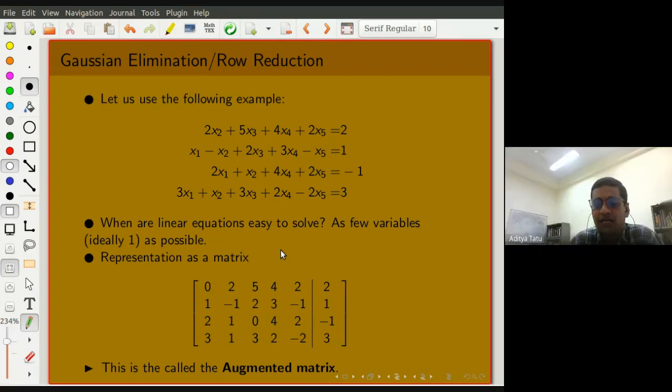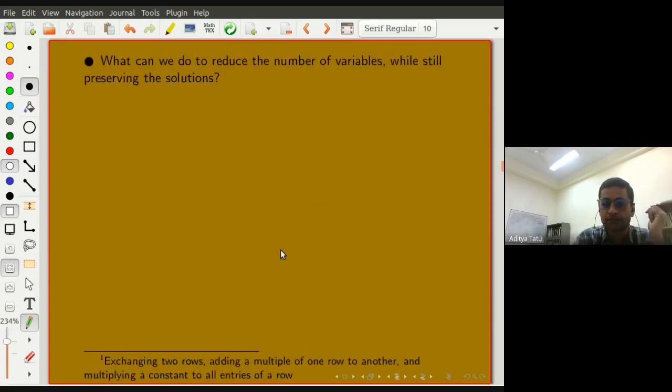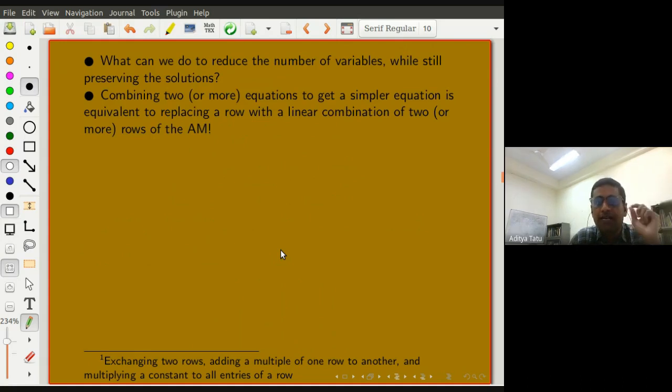And if you recollect, how are you solving a 2x2 or 3x3 system? You're basically doing that, right? You're using two equations to eliminate variables. You're basically doing a linear combination of equations. So the solution set will, of course, be preserved. So combining two or, of course, more equations to get a simpler equation is basically what you do.